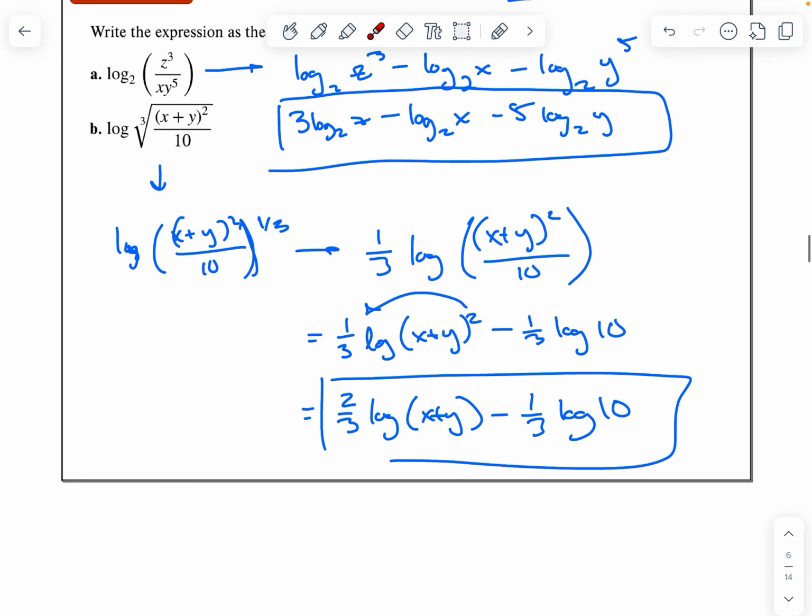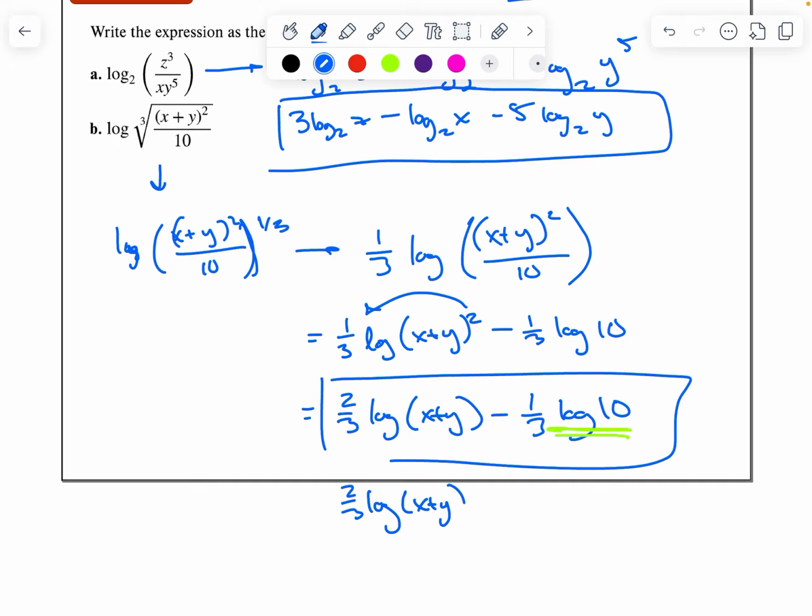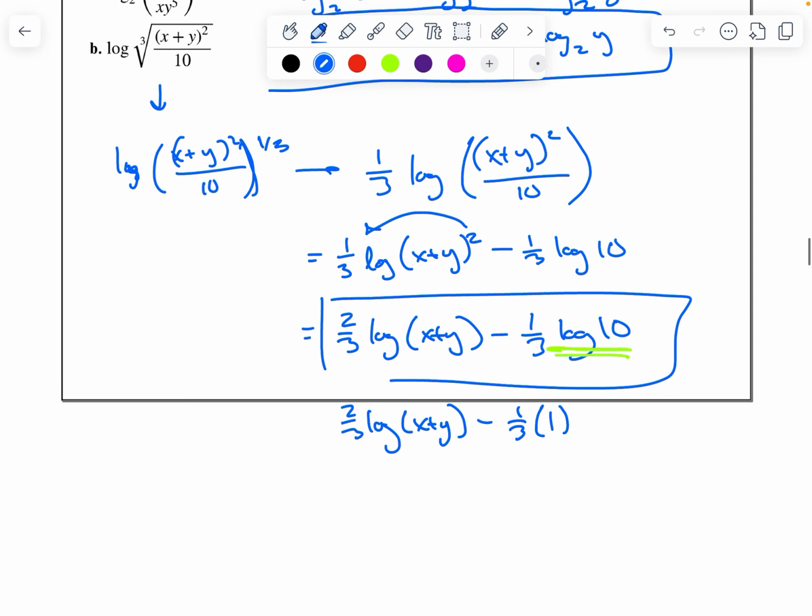We totally missed it. Look, this log of 10 right here, you can actually type that. That's a common log. You can type it in the calculator. Log of 10, that's the same as log base 10 of 10. That's a property that we had last time. 2/3 log of x plus y minus 1/3 log of 10, and log of 10 is just 1. And 1/3 times 1, if we wanted to simplify that one step further, 2/3 log of x plus y minus 1/3. That's our final answer. I'm sorry, I left you hanging on this.